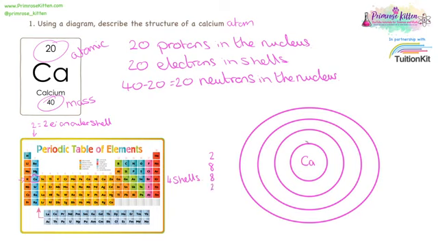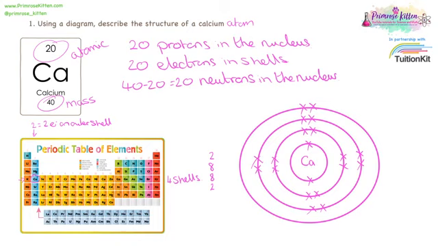So we start from the middle, 1, 2, 3, 4, 5, 6, 7, 8, 9, 10, 11, 12, 13, 14, 15, 16, 17, 18, 19, 20.